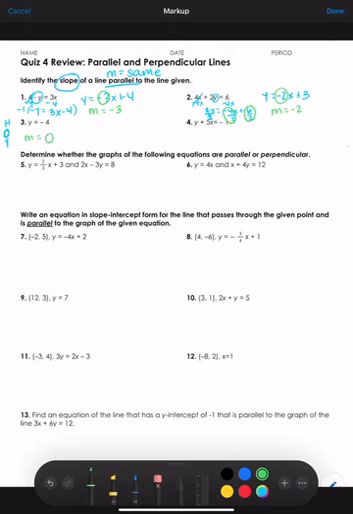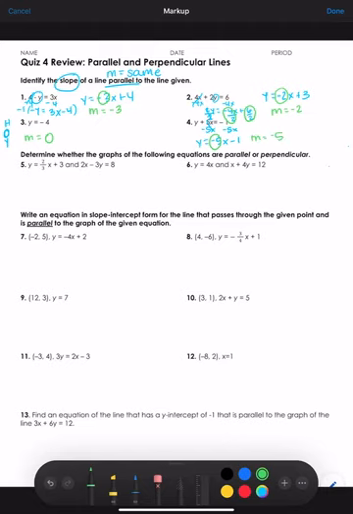All right, looking at number 4. I have y plus 5x equals negative 1. To get the y by itself, I'm just going to move the 5x to the other side. So I'm left with y equals negative 5x minus 1. Now I can see that the negative 5 is the slope.